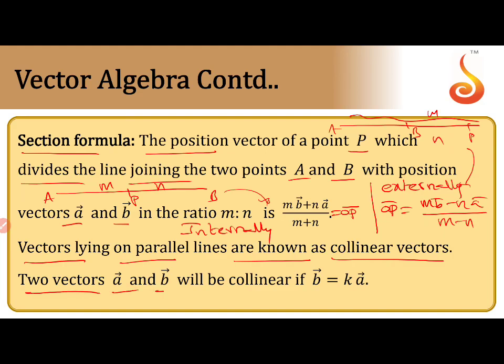Two vectors a and b will be collinear if b bar equals k into a bar, or a bar equals k into b bar. k is any scalar, any real constant. That means the ratio of the two vectors is a scalar, a constant. Such vectors are parallel, collinear vectors only.